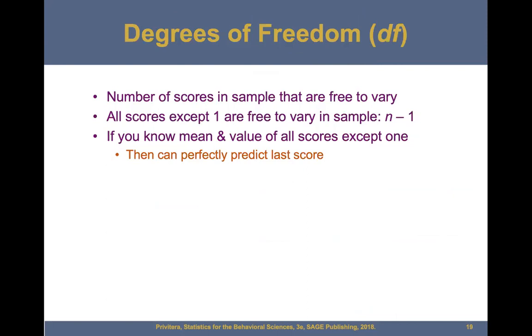Then we have degrees of freedom: the number of scores in the sample that are free to vary. So we're talking about variance. If we have a list of scores that are all 1s, there's no variance. Variance is 0. But if we have 1 and 2, the 2 varies. Or 1, 2, and 3, these 2 vary. So the degrees of freedom is n minus 1, because if you know the mean and the value of all the scores except 1, you can perfectly predict the last score. We're going to practice, don't worry.